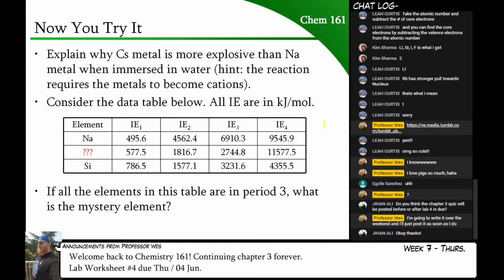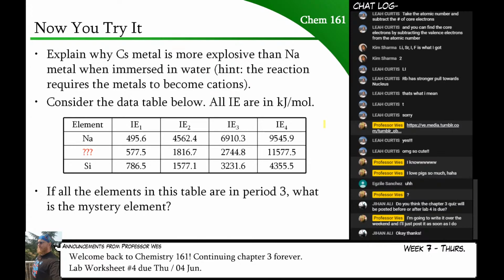First I want you to explain why cesium metal is more explosive than sodium. You might remember at the start of the quarter when I was talking about laws and theories and stuff, and we dropped elements into water and they all exploded, that cesium exploded much more readily. Why is that? Using quantum mechanics.